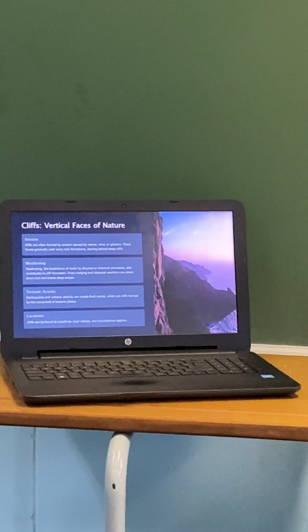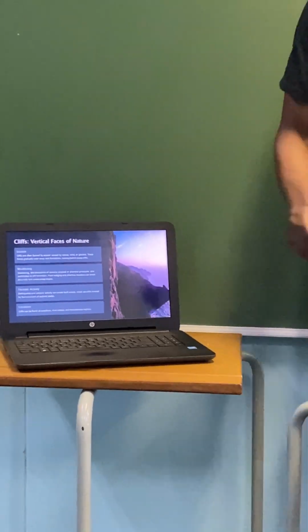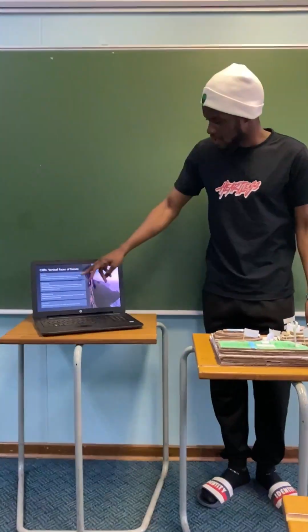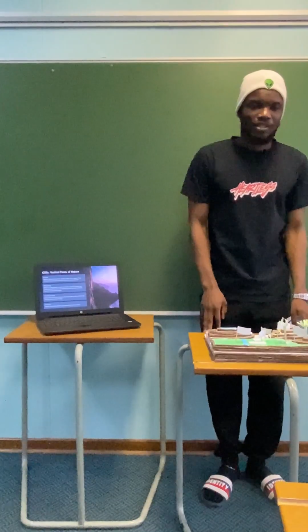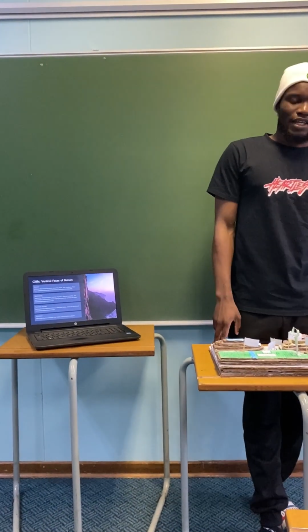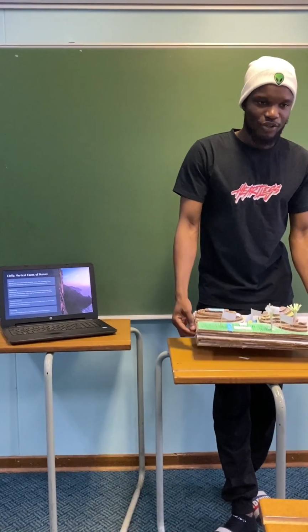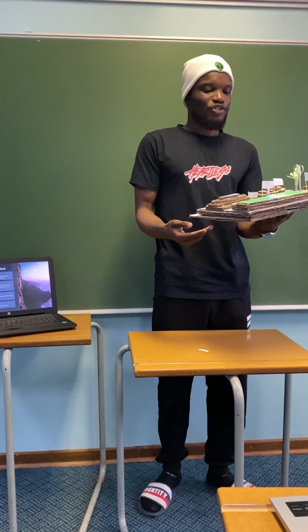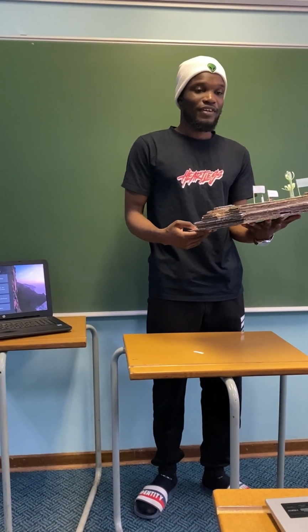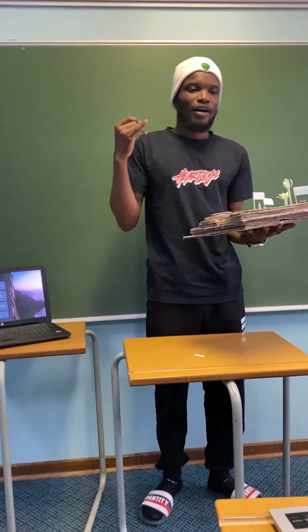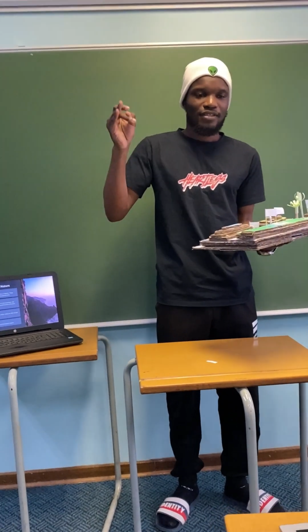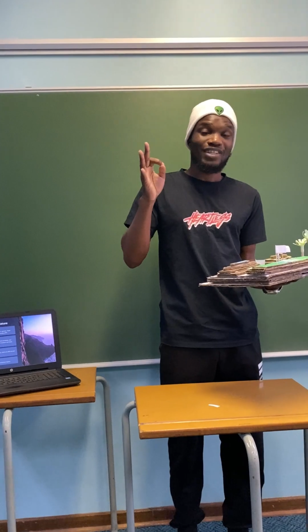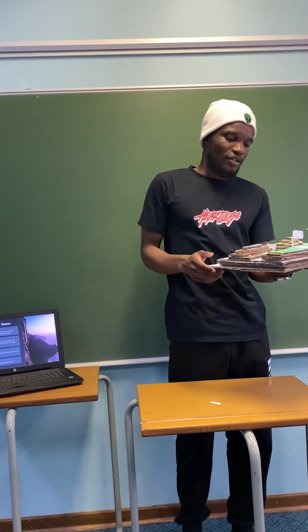Vertical face of nature. This is a self-explanatory term, vertical face of nature. So cliffs, they are vertical faces of Mother Nature. Okay, so now let's talk about cliffs. The most important thing that you need to know with regards to cliffs is erosion. In this case, weathering, tectonic activity, and location, right?